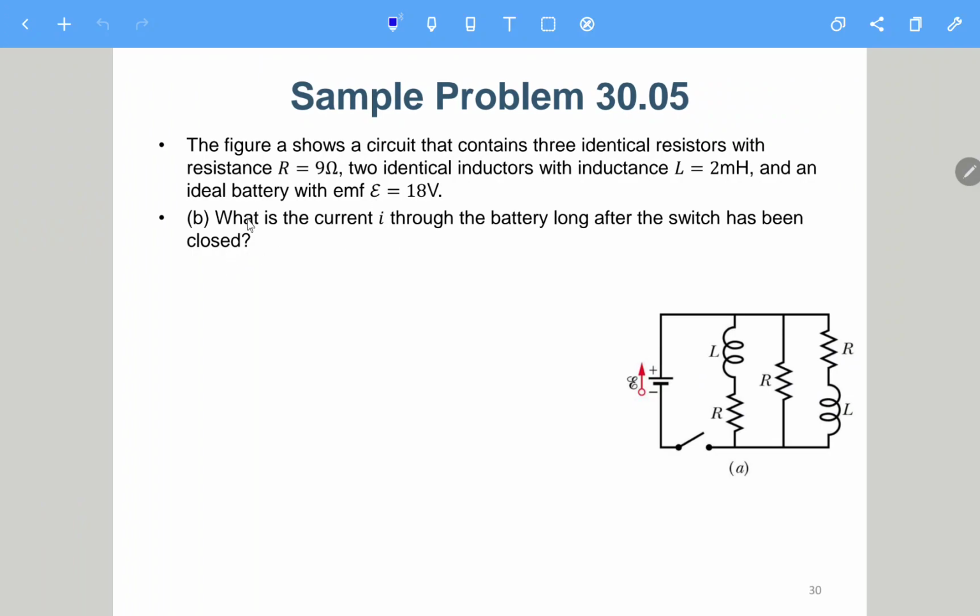Okay, for the second question, what is the current I through the battery long after the switch has been closed? Long after the switch has been closed means that t tends to infinity, or t is much larger than 5 tau L. For this one, tau L is not L over R. It should have a different expression, but we just assume there is a time constant, and t is much larger than this one, and then t tends to infinity.